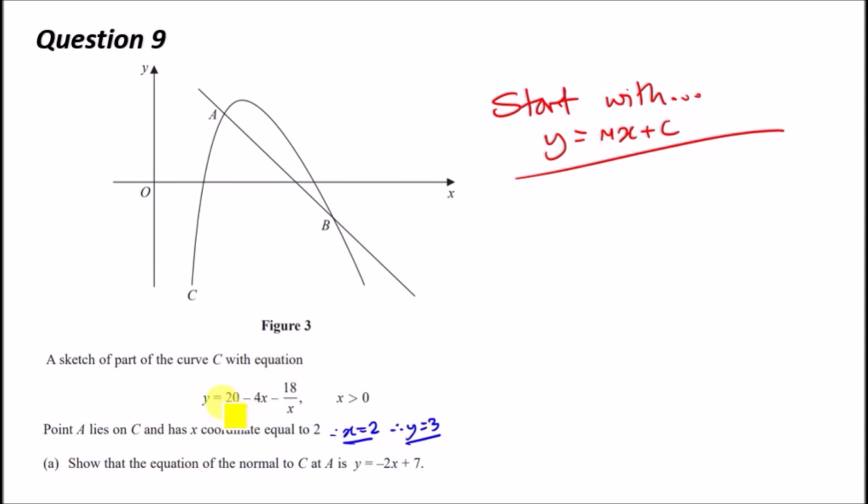When you do that, you're going to have 20 minus 4 times 2 minus 18 over 2, and doing so will result in y equals 3. So that's the trivial one, yeah? So that's the coordinates. Now, let's begin.